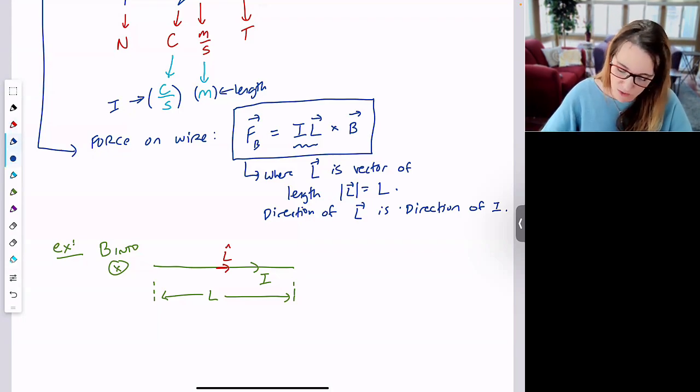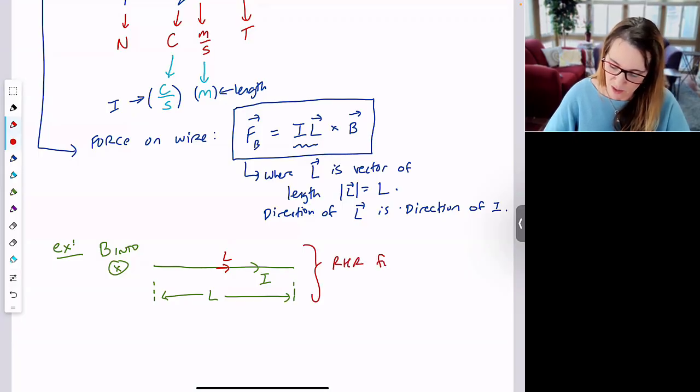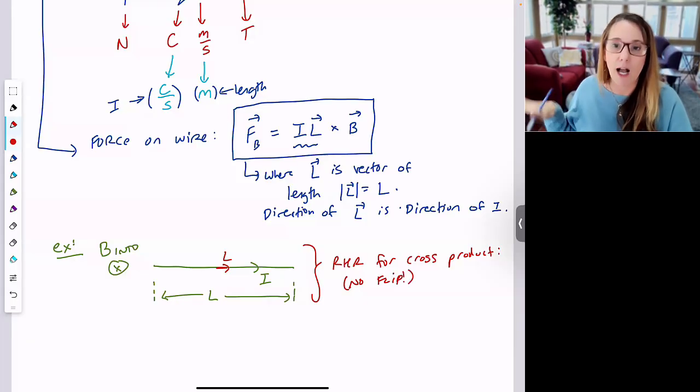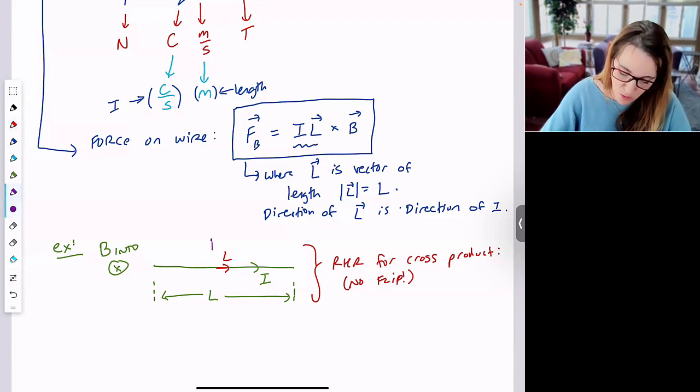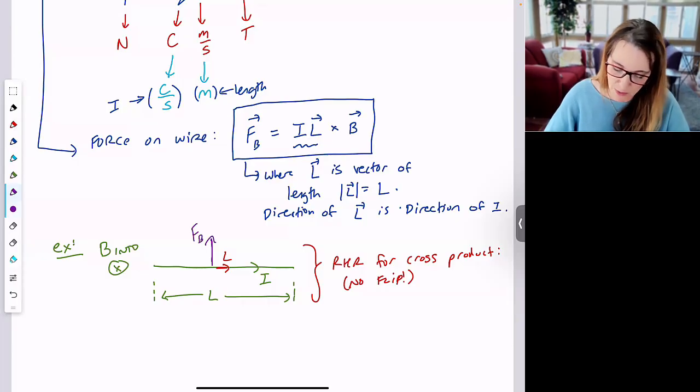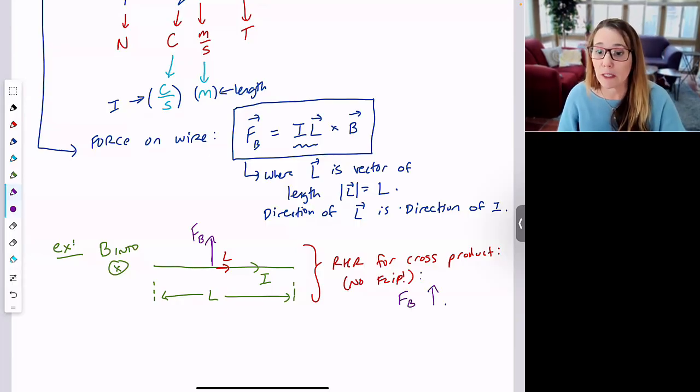And so I do my right-hand rule for the cross product, just like I usually do. The current is in the direction of positive charge flow, so there's no flipping necessary when I do this. Then I'm going to see that I get IL, and then cross B into the page. I'm going to get a force that is up. So I would get a magnetic force up from that IL cross B here.